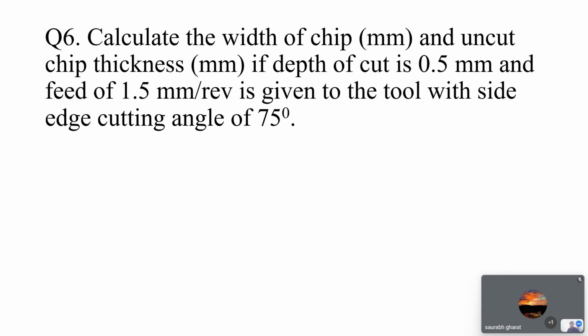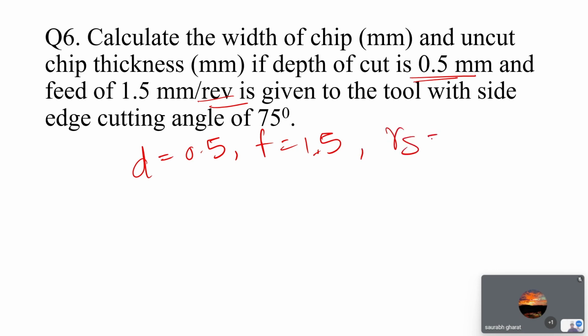This is your next problem. Here we have to find out, given the tool, the width of the chip and uncut chip thickness in millimeters. The depth of cut D is 0.5, the feed F is 1.5 per revolution, and phi s is 75 degrees. This is what you have.